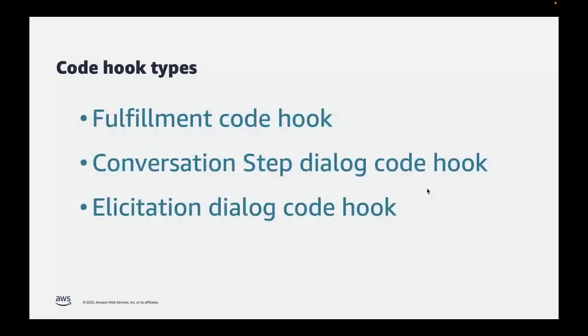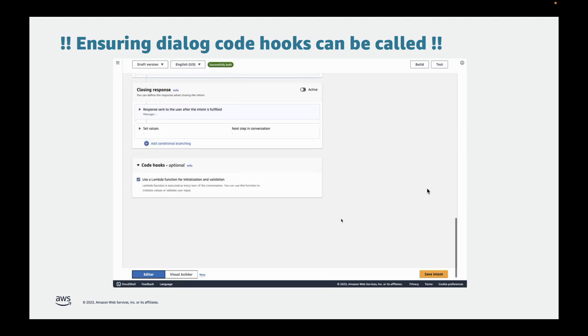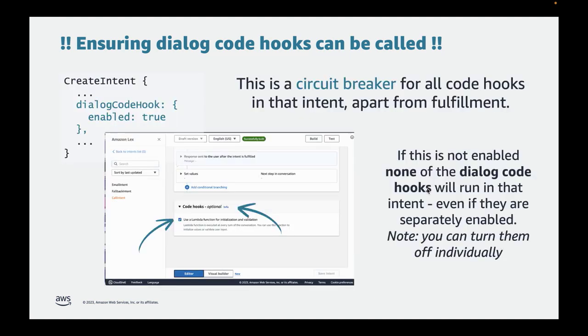The next 2 types of code hooks are called dialogue code hooks. But before we look at them, let's make sure we've enabled our intent to be able to use dialogue code hooks. Because remember, fulfillment code hook and dialogue code hooks are 2 separate things. So right at the very, very bottom, we're going to check this checkbox in the code hooks section. This is really important, right? Programmatically, it's in your create intent. It's at the top level, dialogue code hook.